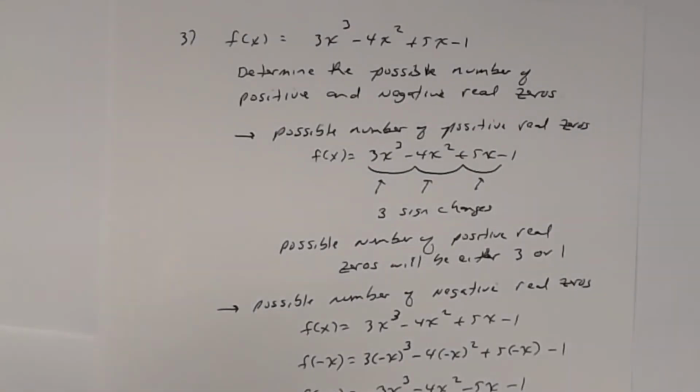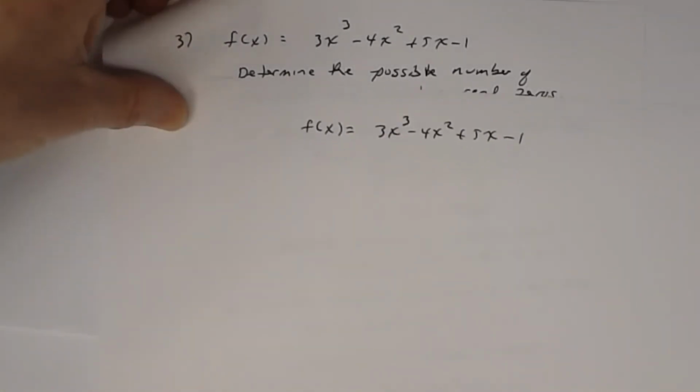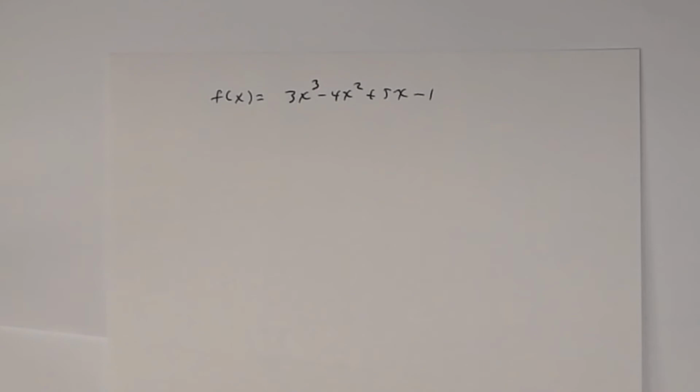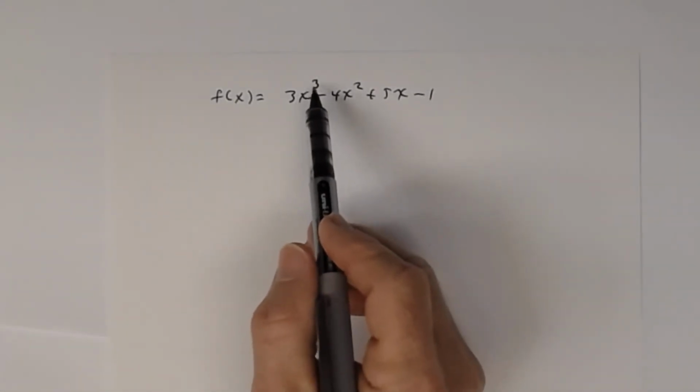Okay, so I'm going to rewrite this function over. So that's this right here. All I did was just rewrite the function. And a couple of things I'll remind you. Remember, the degree is 3, right? So the degree is 3.